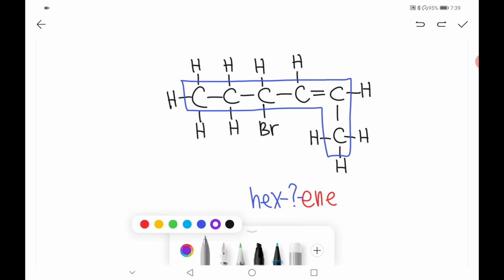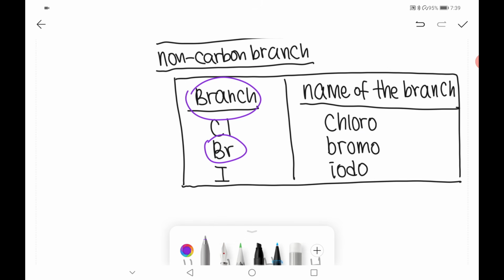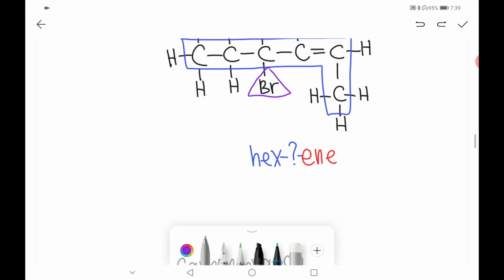As you can see, there is a bromine. This bromine is not inside the longest carbon backbone, so the bromine is the branch. When we have bromine as the branch, we call it bromo. We learned this previously. So we just call it bromo.